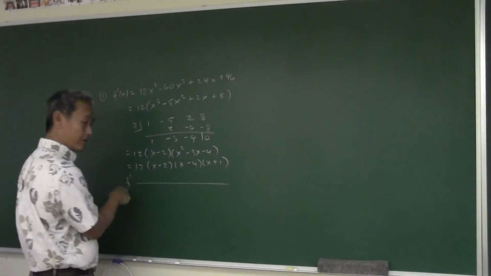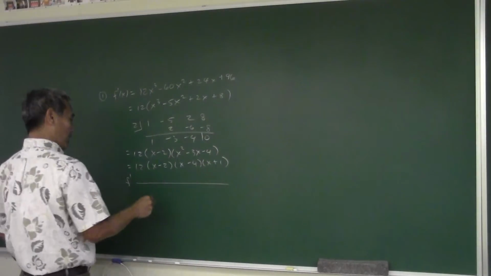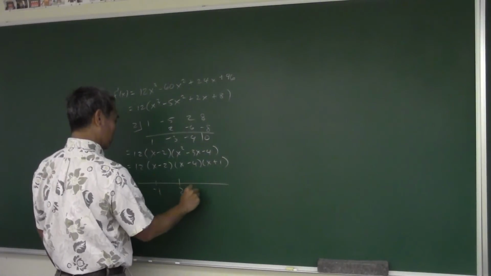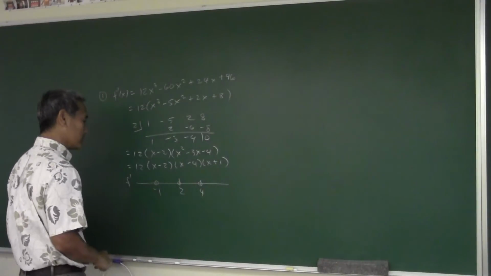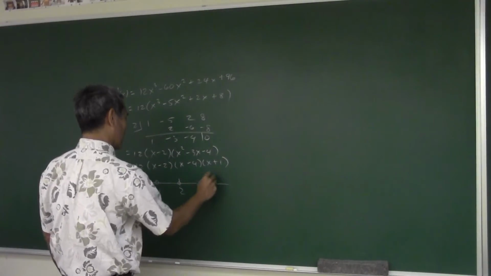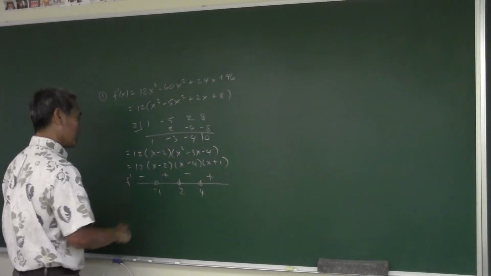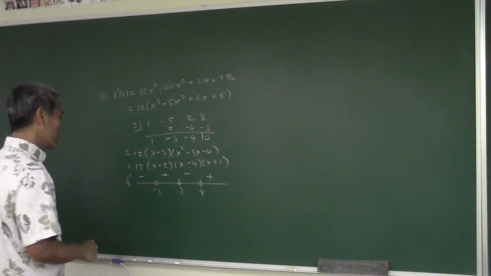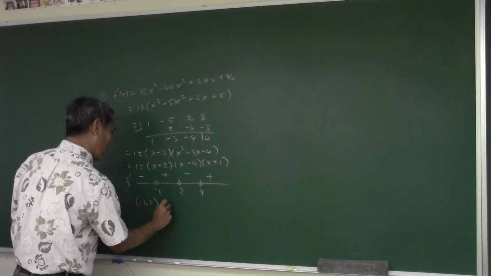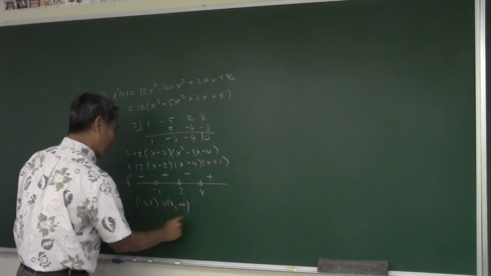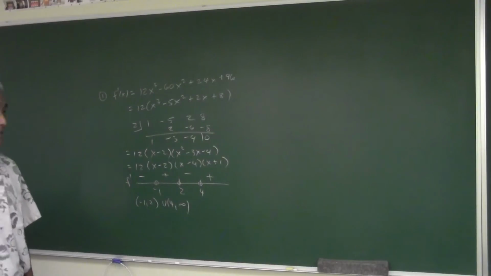Don't forget to label your number line. -1, 2, 4. Neither of these will be part of the solution. And so we got plus, minus. And we want greater than 0, so we want the pluses, so between -1 and 2, and then from 4 to infinity. Bam! That's easy.